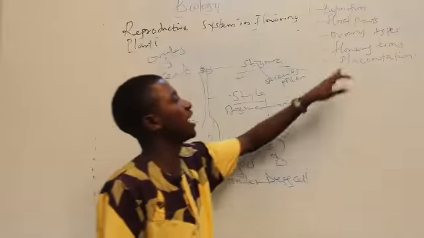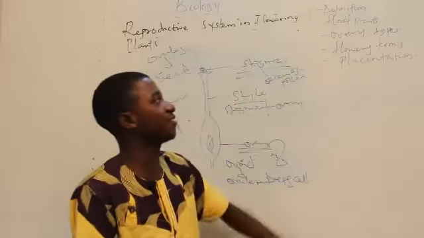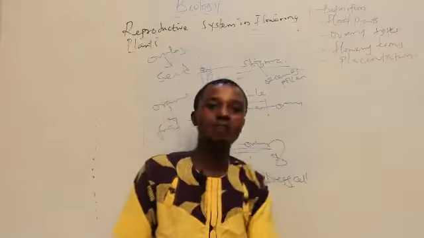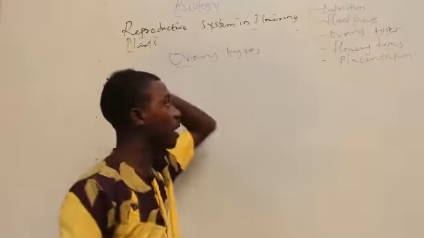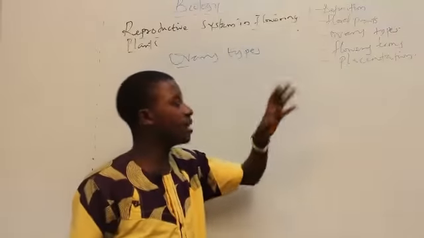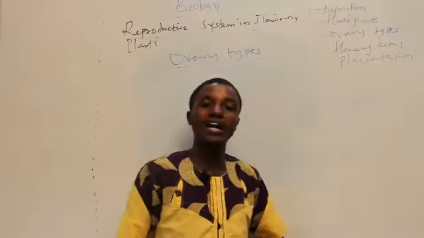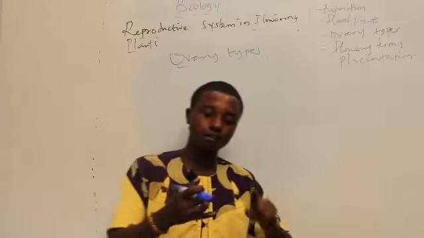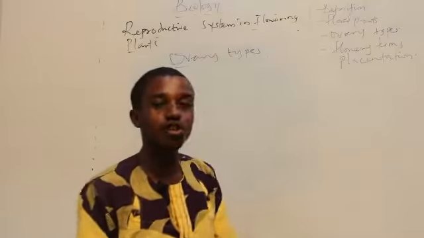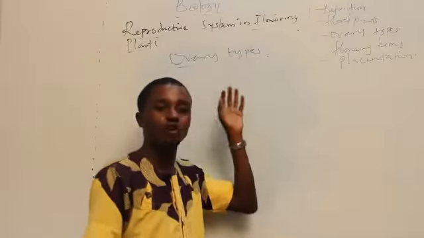So now we'll be looking at ovary types. After that we'll look at flowering types and then placentation. Okay, so welcome back. Now we're looking at ovary types. We've been able to establish the definition of flower, and the different flower parts ranging from calyx, corolla, gynoecium, and androecium. So now we'll be looking at ovary types.